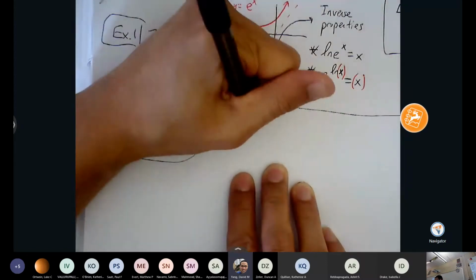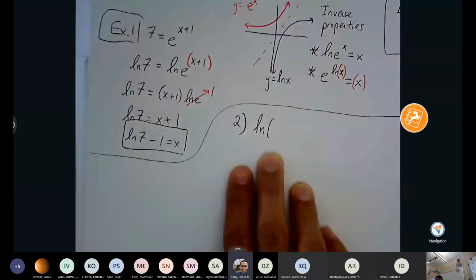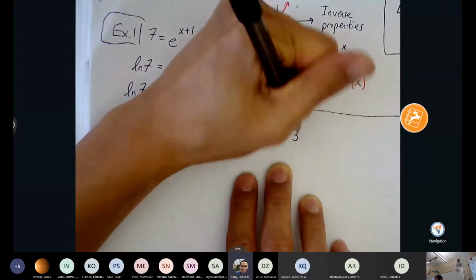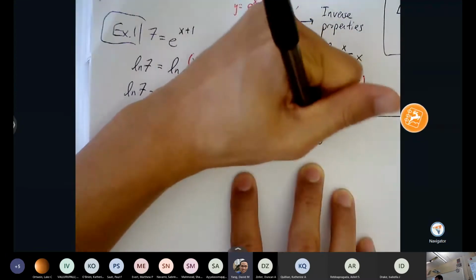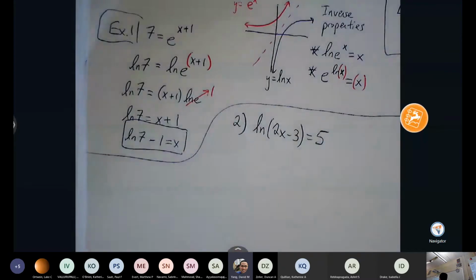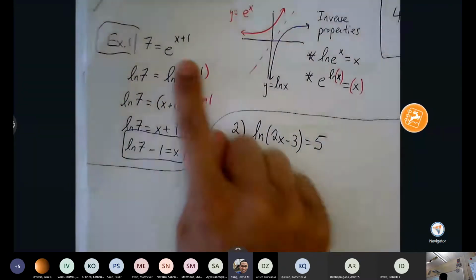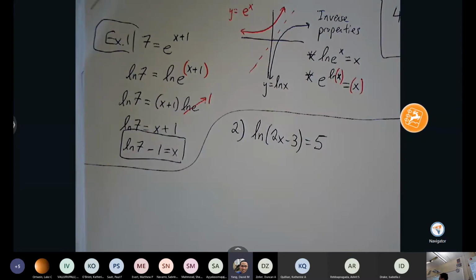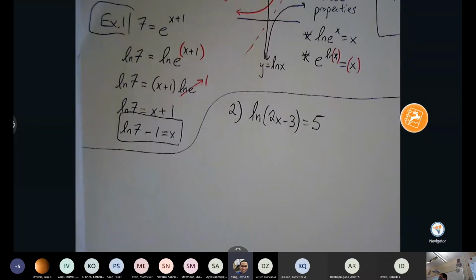We're also solving for x, but x is located in a different location here. So number 1, x is stuck as an exponent with base e, so that's where we involve natural log to undo that base e. Here, though, our x is stuck inside the natural log. So what if we involve base e to take away that natural log? That's what we're going to do.